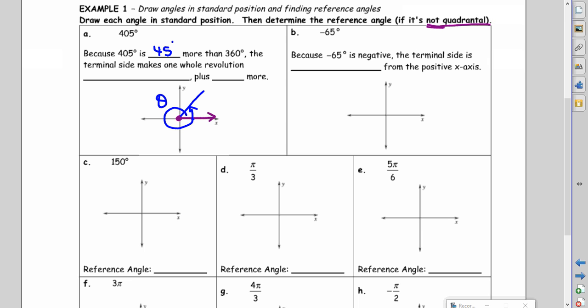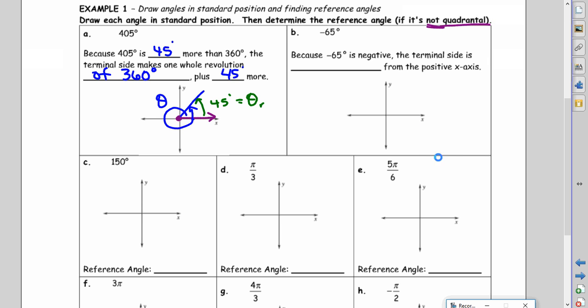All right. So the terminal side makes one whole revolution of 360 degrees plus 45 degrees more. So if I went 45 degrees more, that means this little piece right here is 45 degrees. And that's what my reference angle is. The 45 degrees extra that I went would be the positive acute angle between the x-axis and the terminal side. So my reference angle is 45 degrees.